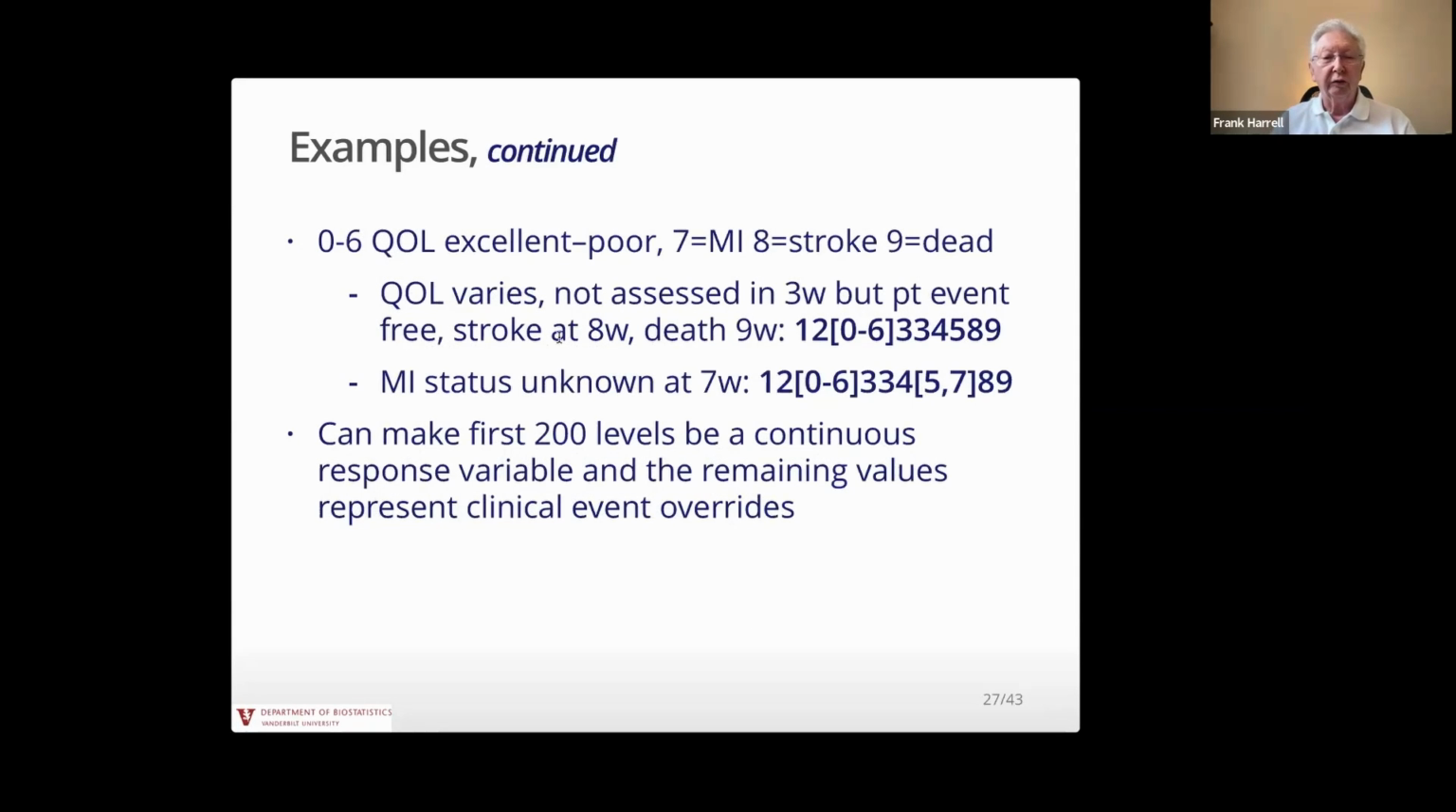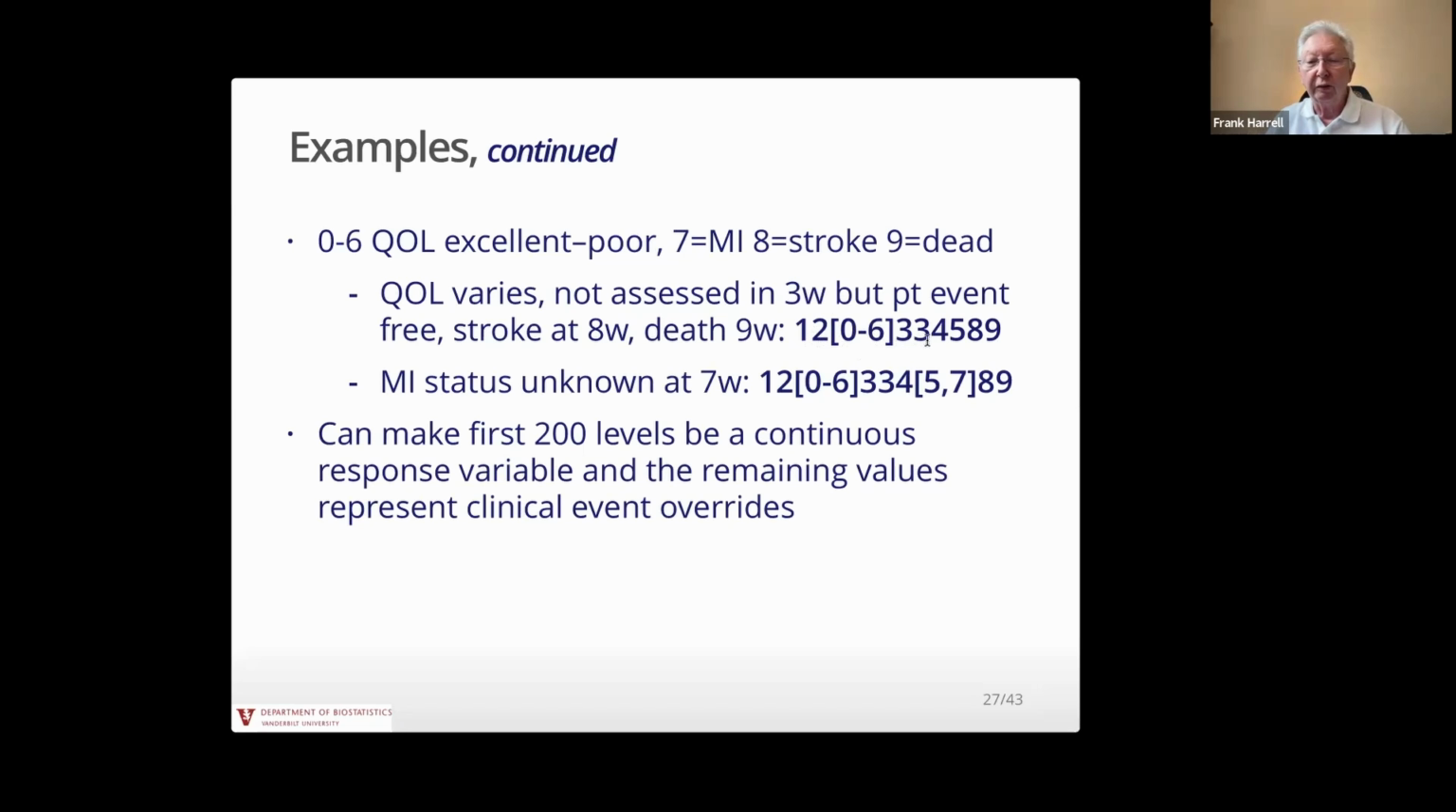If you had quality of life as part of your outcome scale, where 0 to 6 is your quality of life, where poor is 6, and 7 is a heart attack, 8 is a stroke, 9 is death, you might have somebody starting out at really good quality of life. You don't have the quality of life measured on day 3 or week 3, but you know they didn't have an event. So that would be interval censored. And the statistical method handles that elegantly with no imputation. So we just know that the patient status on week 3 is somewhere between 0 and 6, and that's exactly what goes into the analysis.